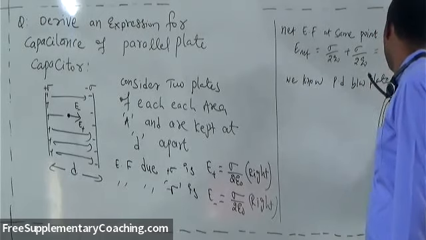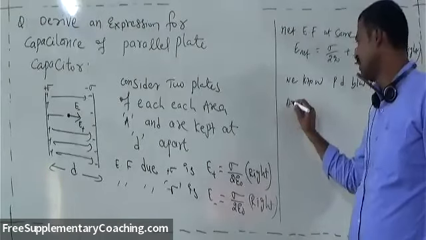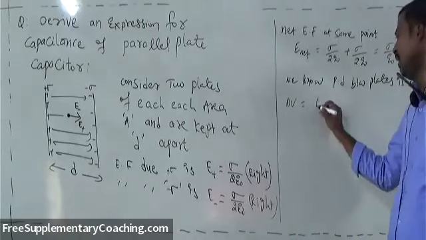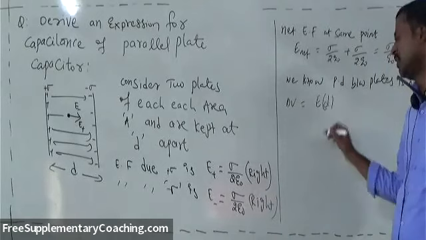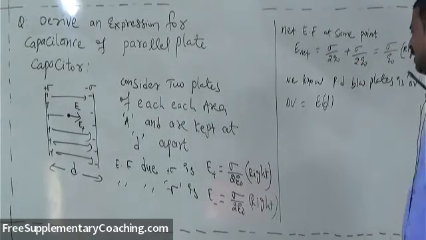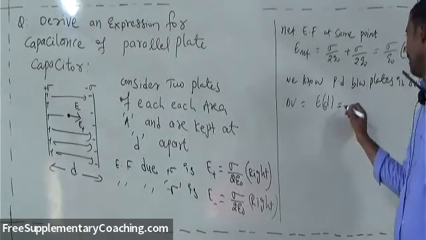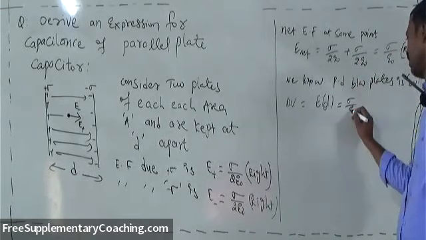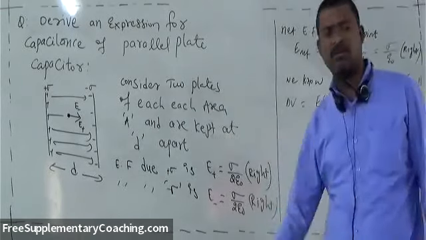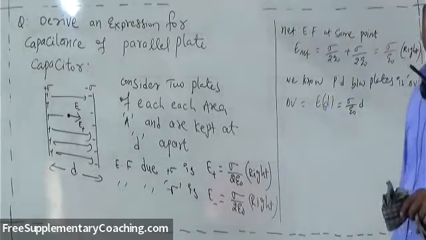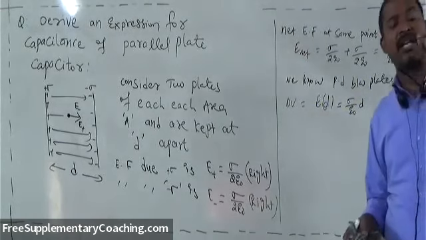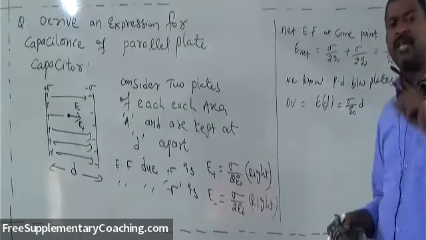is delta V, and that delta V can be written as E into D. Only magnitude we are taking because the direction we have already taken. So E into D. We know E is sigma by epsilon naught, into D. In this, sigma is surface charge density. Surface charge density means charge per unit area.